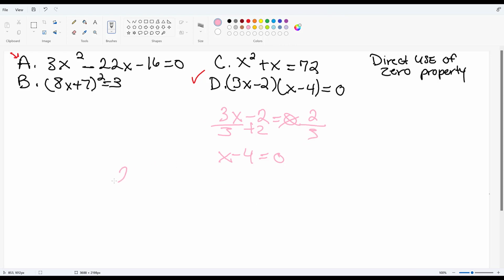So one of your answers is x equals 2 over 3. Your other answer is going to be plus 4 here, so x equals 4. Your total answer, setting it up with the zero property, is 2 over 3, separated with a comma, 4. So it's that easy.